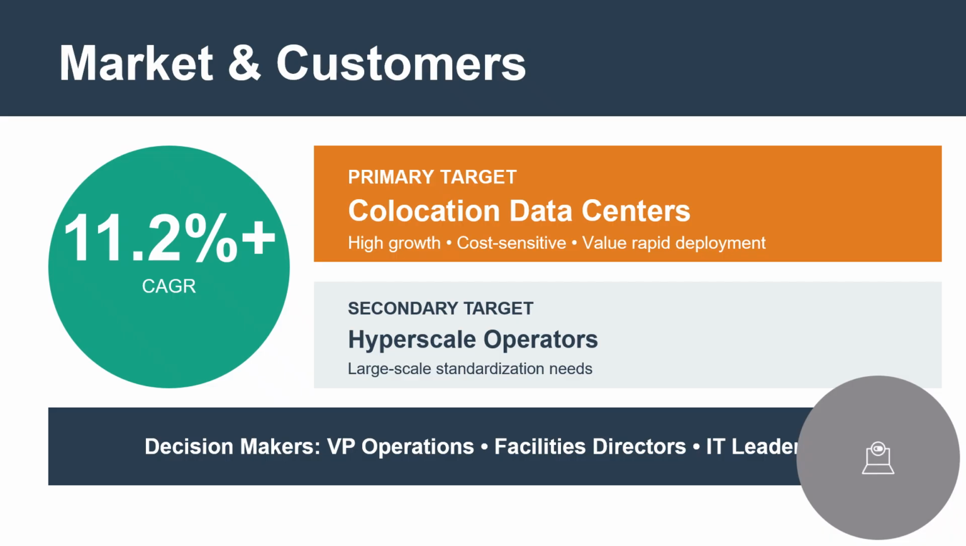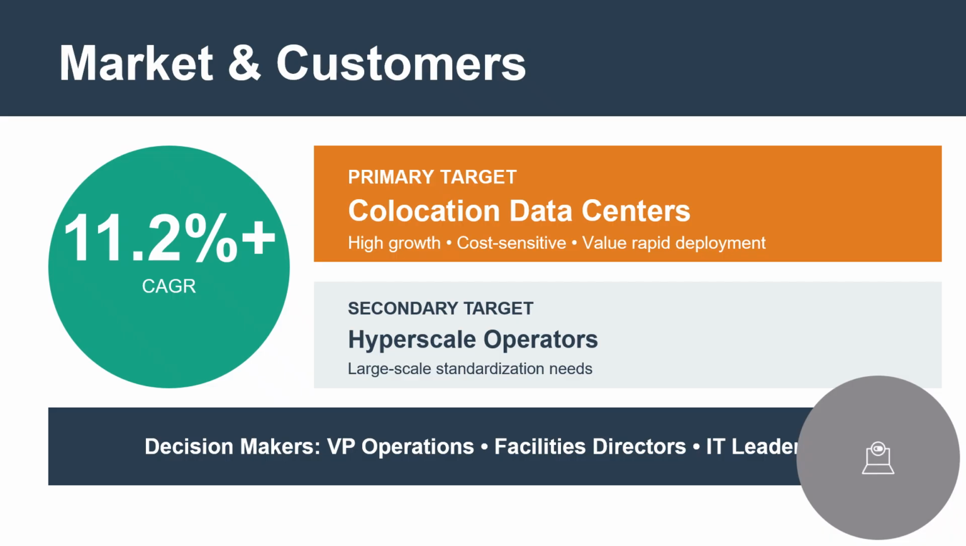Our secondary segment is hyperscale operators, including Amazon, Google, and Microsoft. These organizations operate at massive scale and value standardization across campuses, states, and regions. Winning here requires longer sales cycles and deeper validation, but the deal size can be significantly larger.